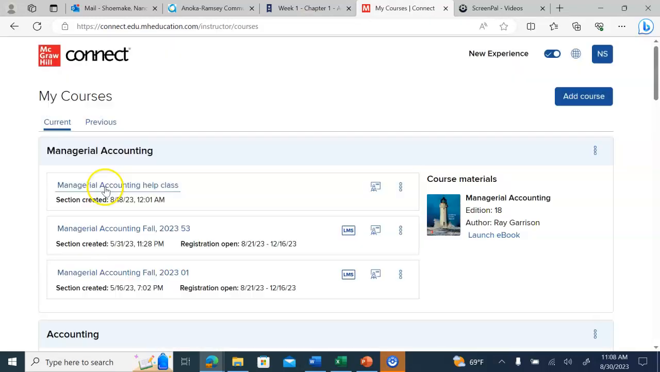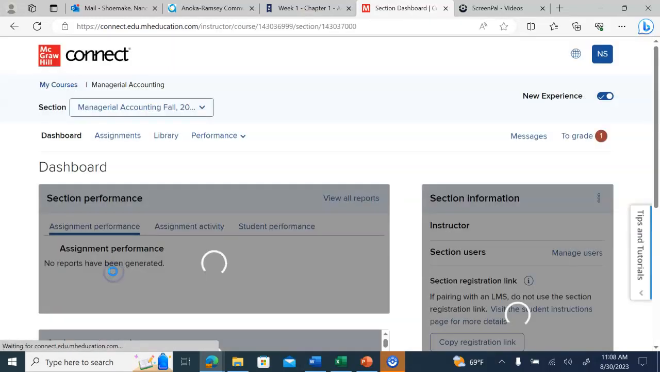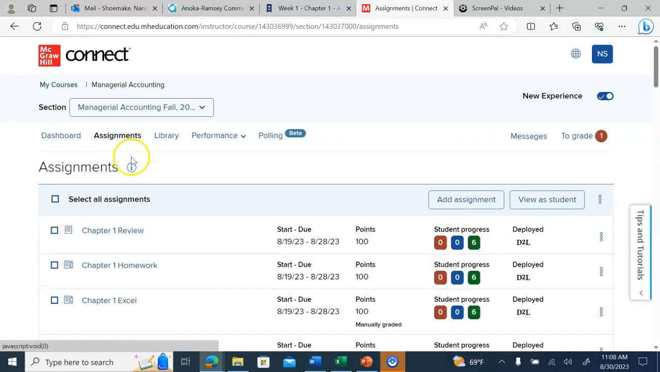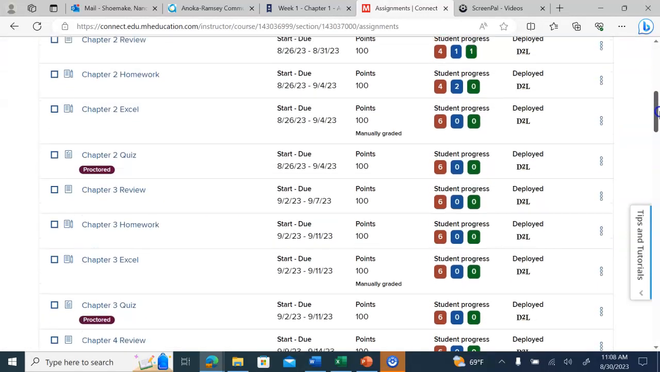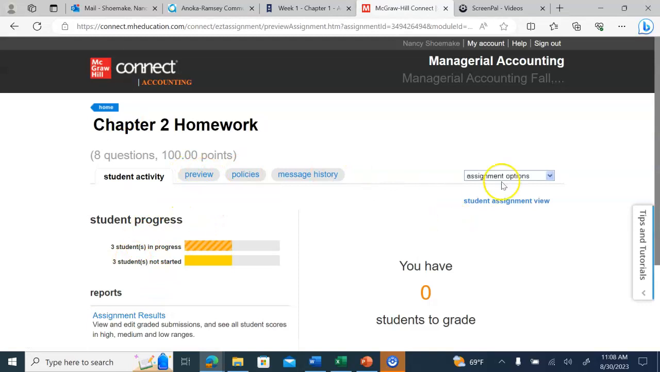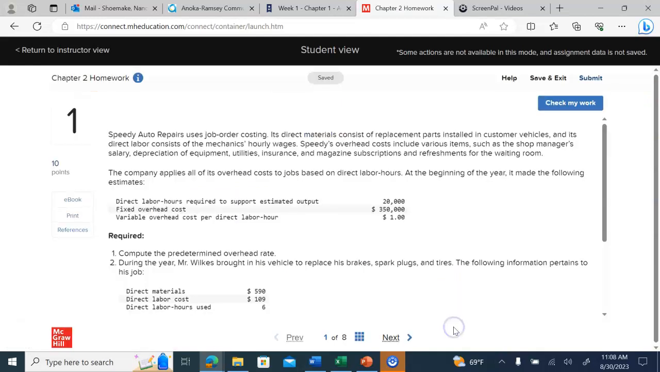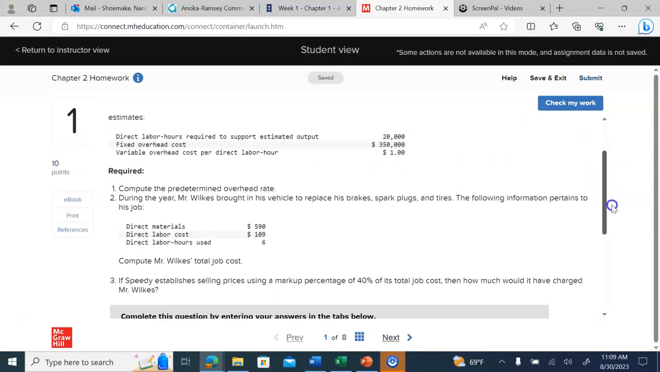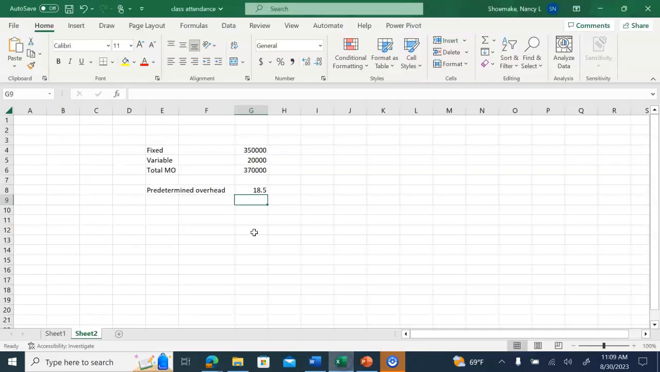For $18.50. Okay, so what we're doing here, we have to come up with the total manufacturing overhead. So it gave us 350,000 of fixed. And then it told us the variable is $1 per direct labor hour. So the estimated 20,000 direct labor hours times $1 a labor hour is 20,000 variable. So our overhead is 370.